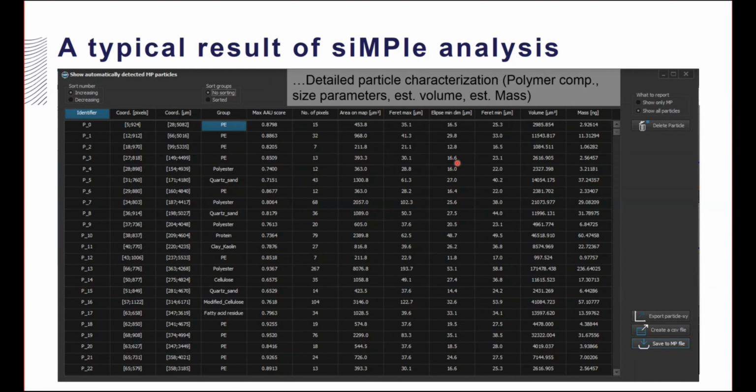Besides having a false-colored map for each polymer, this software provides us information about the chemical identification of each particle, as well as the number of pixels composing the particle, and some morphological parameters such as the area on the map, the Feret max, the ellipse minor dimension, the Feret minor dimension, and so on. By assuming a third dimension, you can also have a rough estimation of the mass load of plastic in your sample.